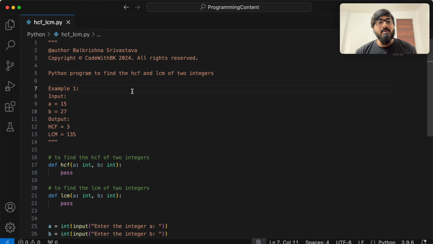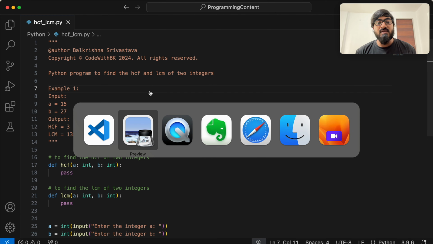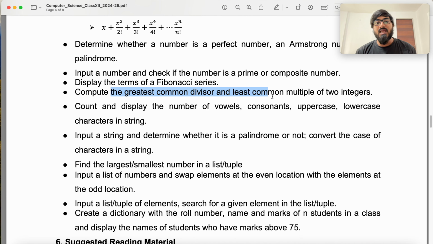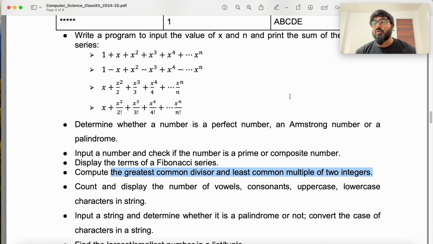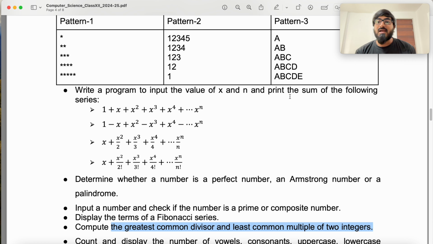So in this video, we write a Python program to find the HCF and LCM of two integers, and this question is also listed in the list of suggested practical Python programs for CBSE Board Class 11, Class 12 Computer Science students.